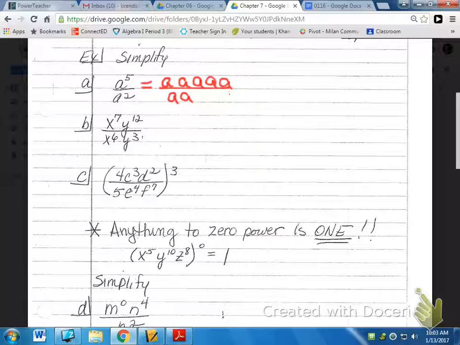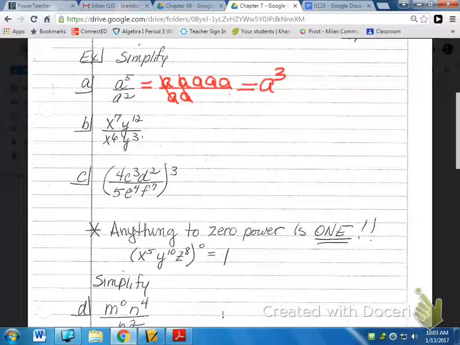And it's just like any other fraction. If you have a common factor on the top and bottom, you cancel them out. And what would be left? Well, 3 a's, a to the third. But now it's so much simpler that we know that property. 5 minus 2 is 3, so it's just a to the third.